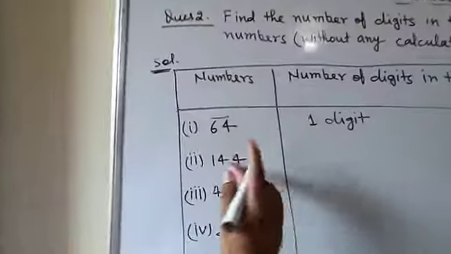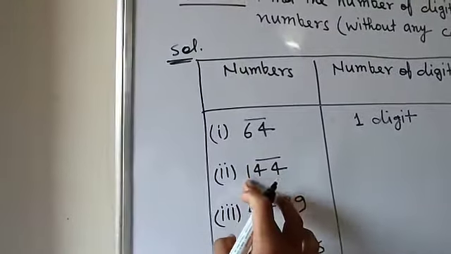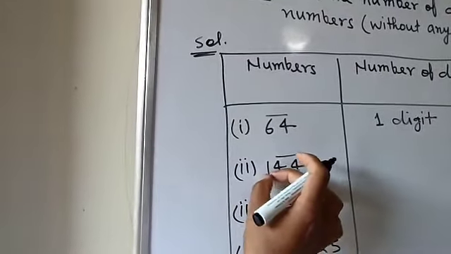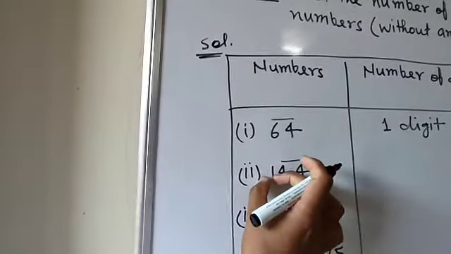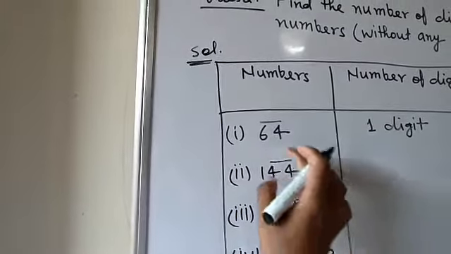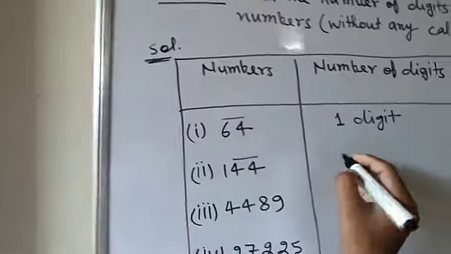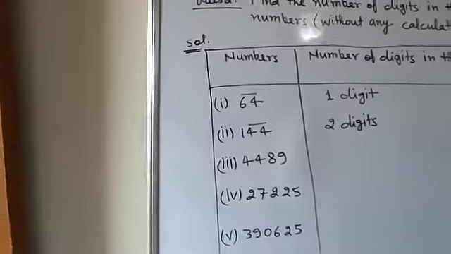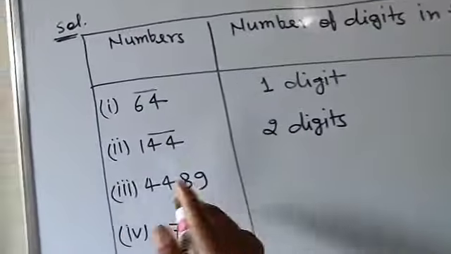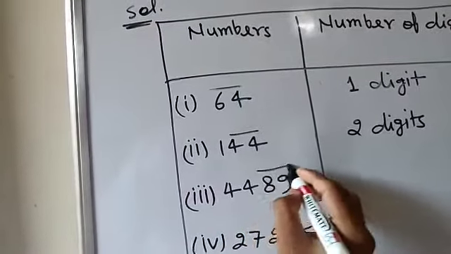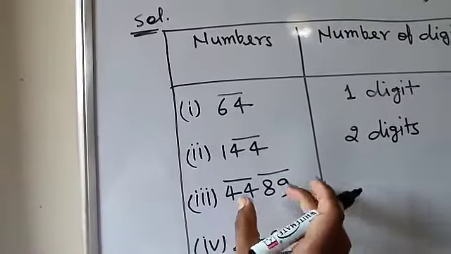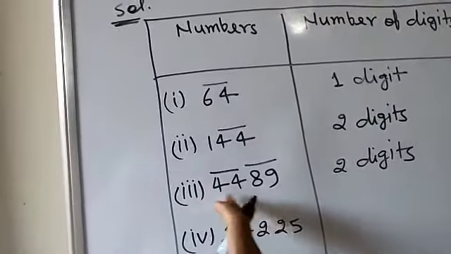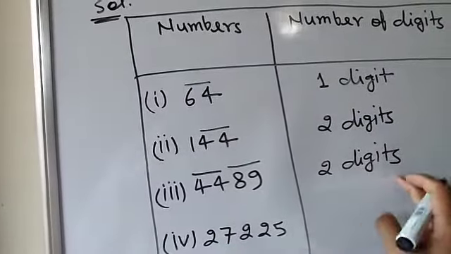Now 144, pairing will start. Here it is one pair, and the number that is unpaired will also be counted. So one pair and this unpaired number, 1, 2. So how many digits will be there in the square root of 144? 1, 2. So here you will write 2 digits. All of you know that the square root of 144 is 12, which has 2 digits. Now here 4489, make the pairing. So here 2 pairs are there, so it has 2 digits when you find the square root of 4489.